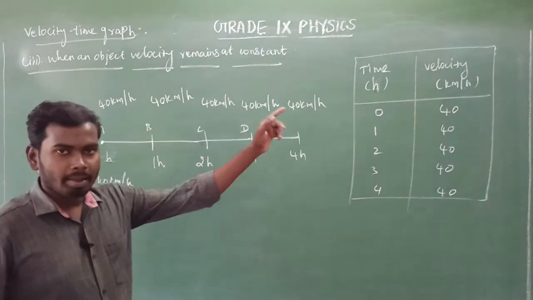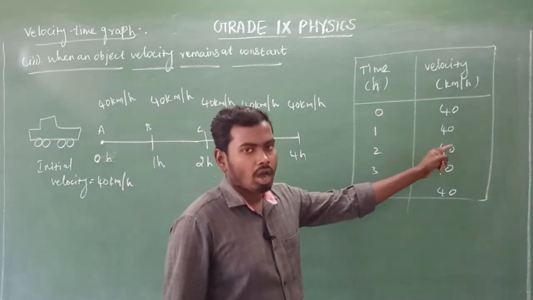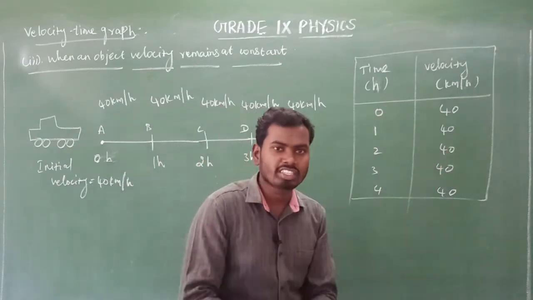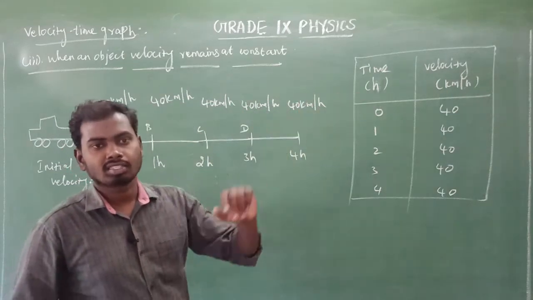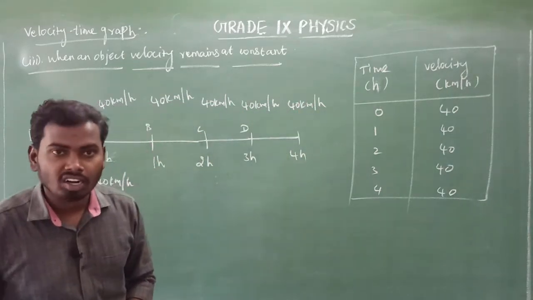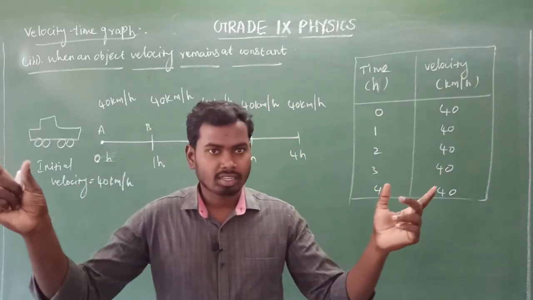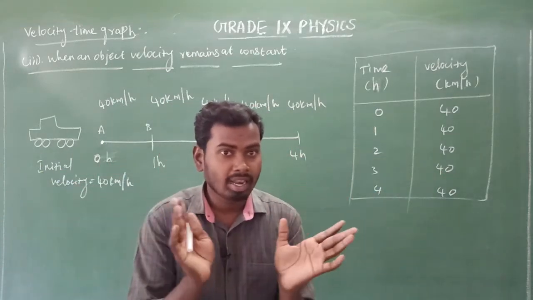So whatever the time, the velocity of the object remains the same, which means it remains constant, that is 40 kilometer per hour. There is no change in velocity. That is called constant velocity. So look here, uniform velocity and constant velocity are not the same.